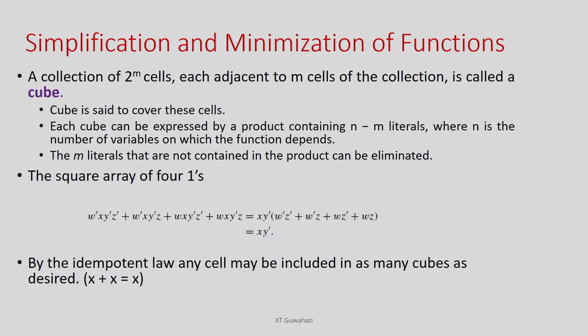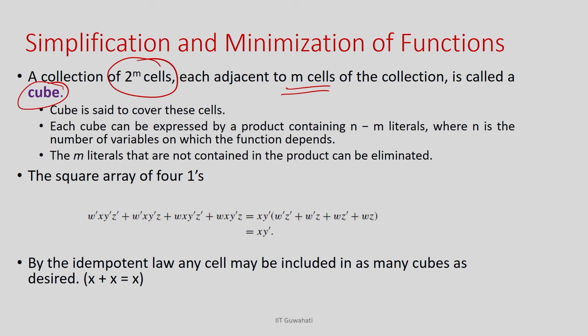So the strategy is, when you approach this, first you try to identify the cells that have a one which can only be combined by a cube of two ones. So let me first explain what this cube is. A cube says that if you take 2 to the power m cells which are adjacent, all possible values of m are there.